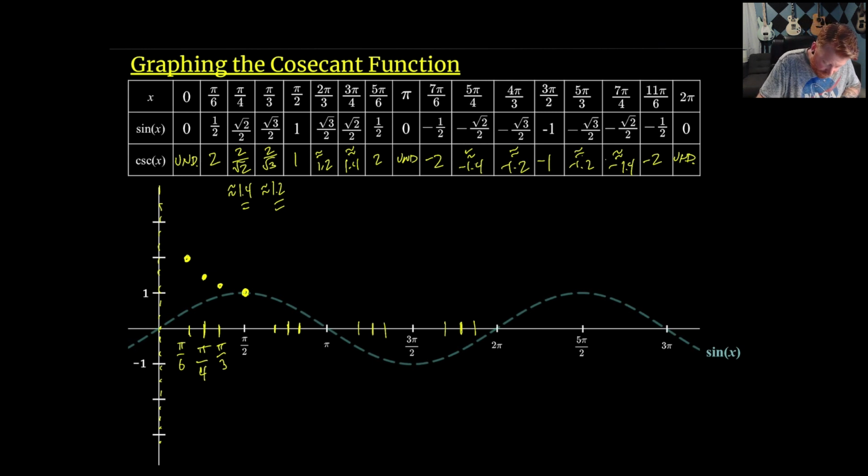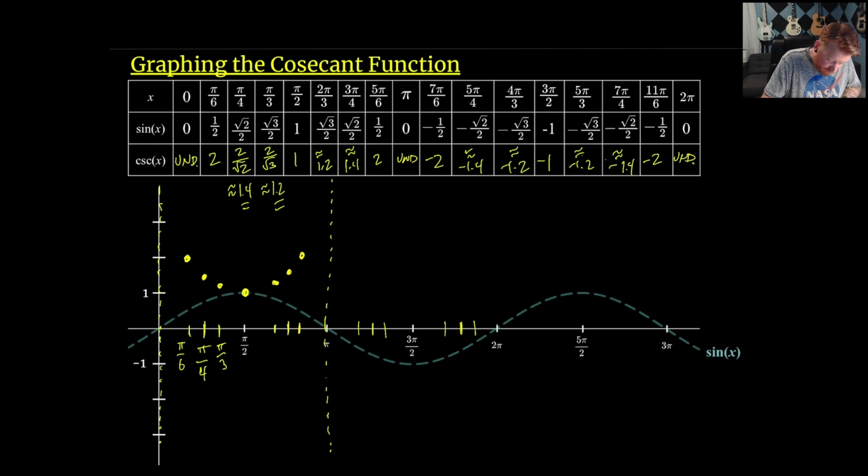And then we'll go back the other side here. So at 2 pi over 3, we're at about 1.2 again. At 3 pi over 4, we're about 1.4 again. At 5 pi over 6, we'll be up at 2. And then at pi, we are undefined, so we're going to have another vertical asymptote at pi.